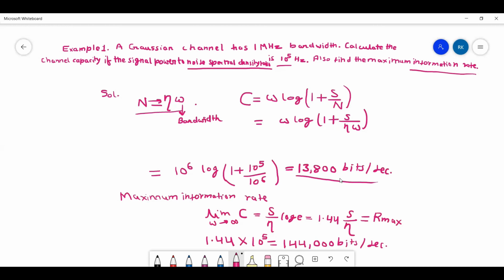That was a straightforward application of the formula that we had derived in the last lecture, and this gives us the channel capacity for a given channel with some characteristics of signal power and noise spectral density, and also we are able to find maximum information rate from it.